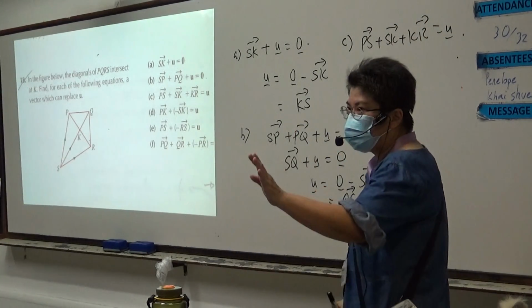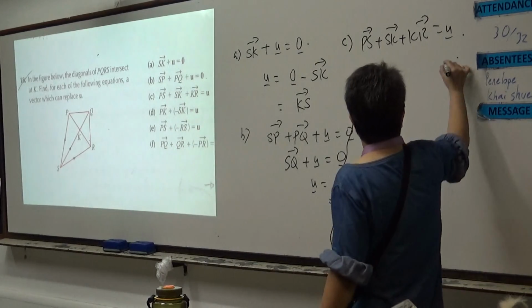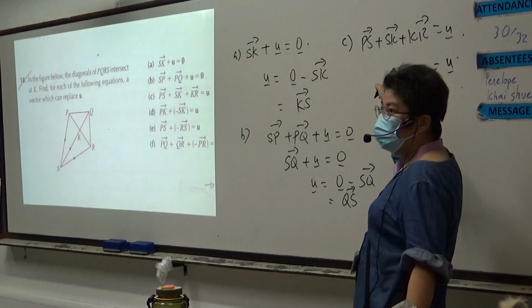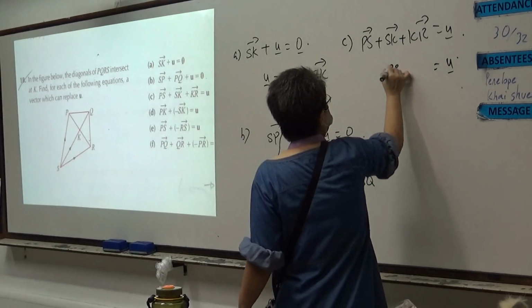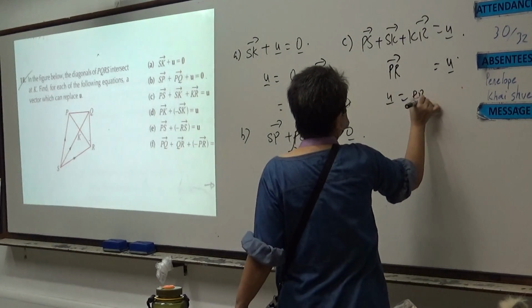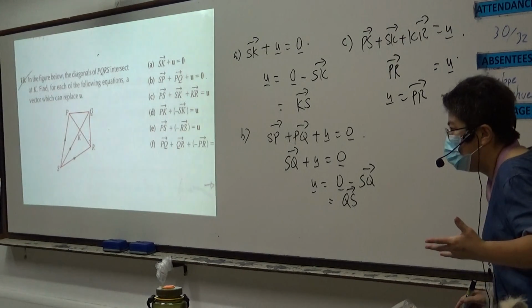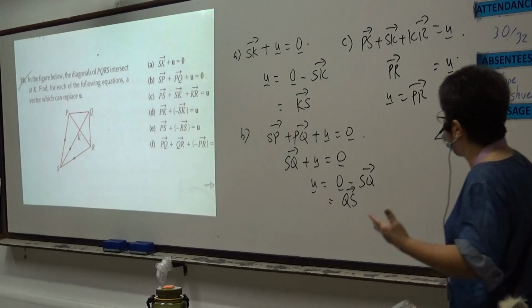This is the best thing on earth. Can you tell me this one is very easy to simplify? What is PR? So U is just PR. Can you see it? Okay, good.